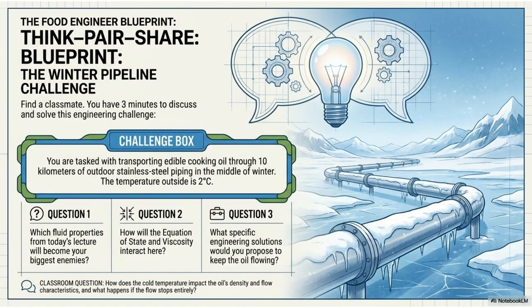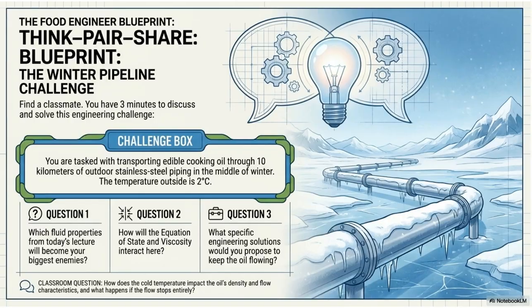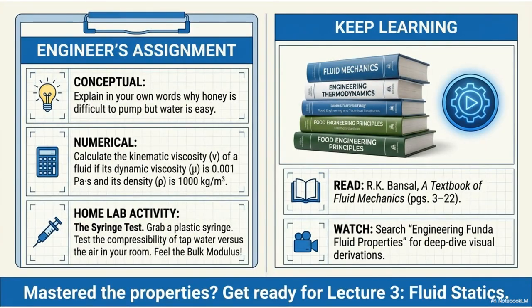Consider this challenge: transporting cooking oil through outdoor piping in winter. How do viscosity and the equation of state interact here? Discuss this with a classmate to determine the best engineering solutions to keep the oil flowing. For your assignment, explain why honey is harder to pump than water, perform your viscosity calculations, and try the syringe test at home to feel the difference between gas and liquid compressibility.